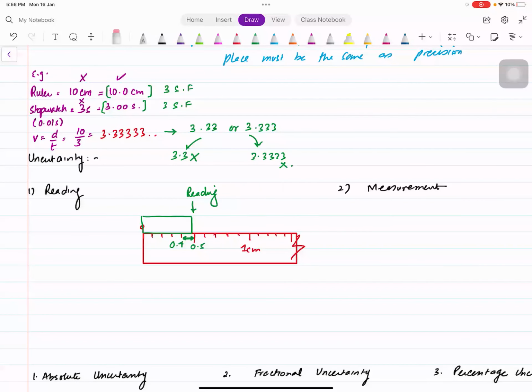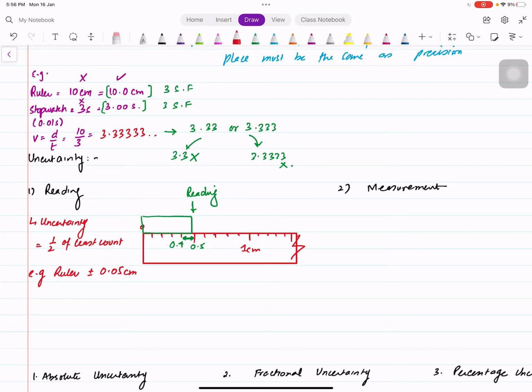So remember, whenever you're taking the reading, the uncertainty is always equal to half of the least count. So in this case, which is a ruler, the uncertainty will be 0.05 centimeter, because that's how you say it's 0.45 or less than that. So that's how we take this uncertainty in the reading.